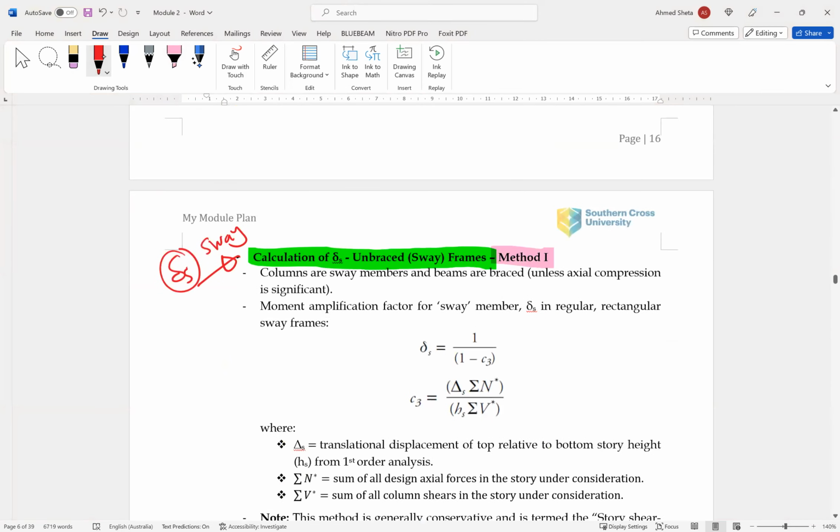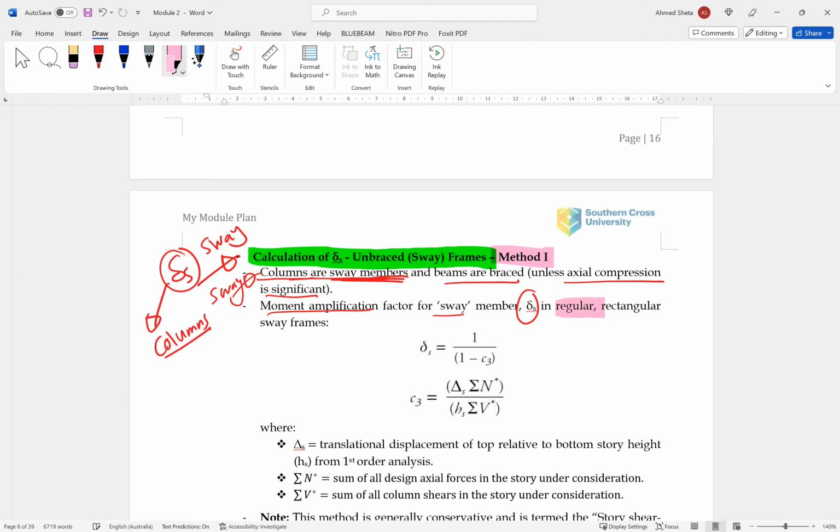So in method 1, for delta S, generally for a sway frame, columns are sway, beams are braced, unless axial compression is significant. So delta S is only for columns. Moment amplification factor for sway, delta S, and this method is only, again as a reminder, for regular and rectangular frames.